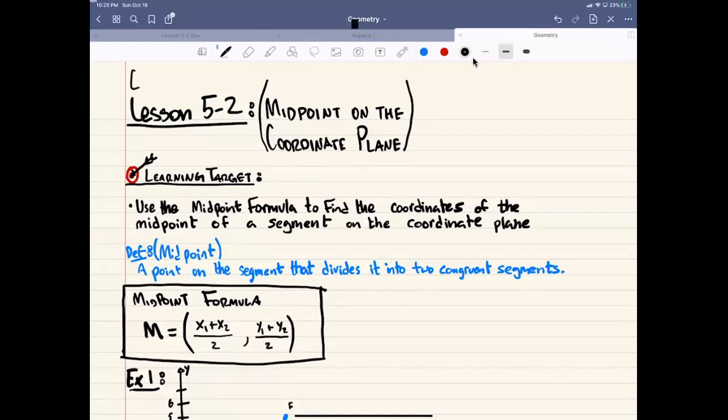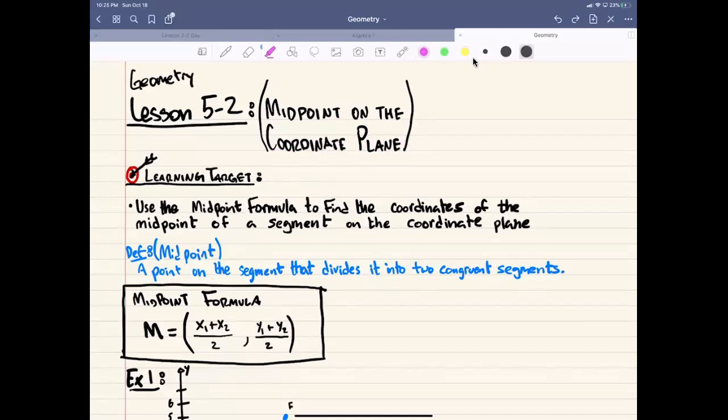So this is geometry lesson 5-1 from our Springboard Geometry book. Lesson 5-2 is going to be midpoint on the coordinate plane. We've done midpoint before, guys, but this time we're going to be doing it on the coordinate plane, and I'm going to show you what the formula is.